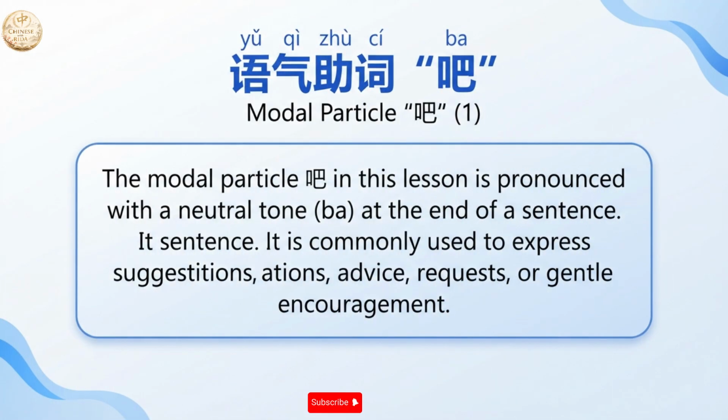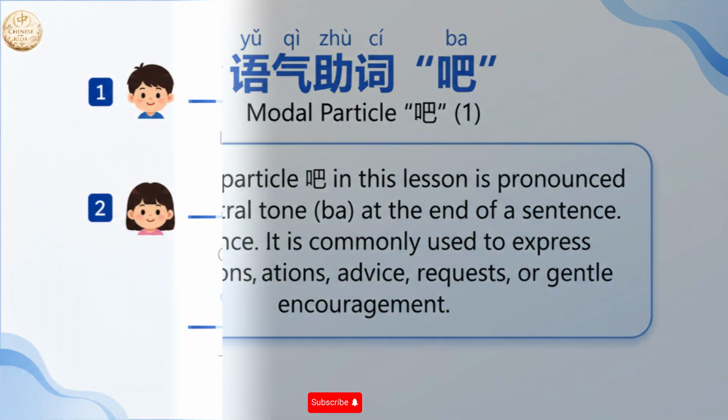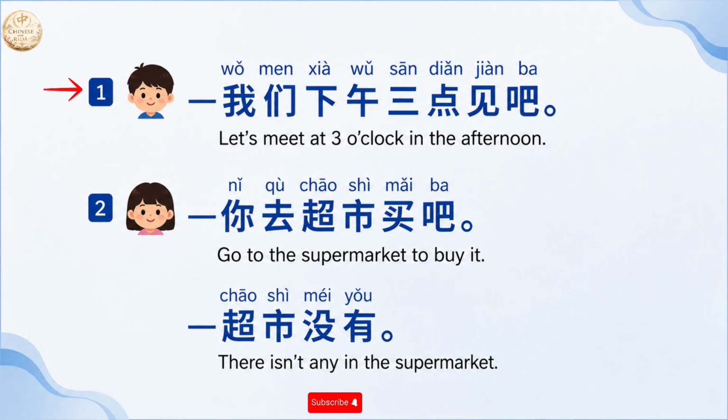Great. Now let's look at the modal particle pa. So the modal particle pa in this lesson is pronounced with a neutral tone at the end of a sentence. So we leave it very light at the end of sentence. It is used to express suggestions, consultations, advice, or requests. Let's look at some examples.